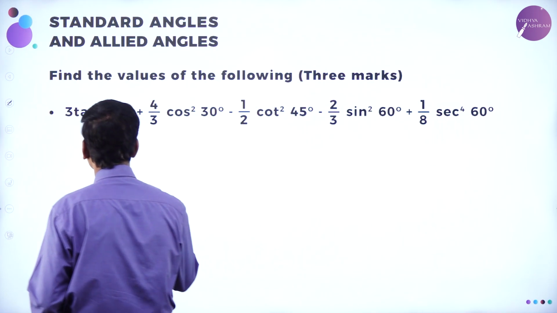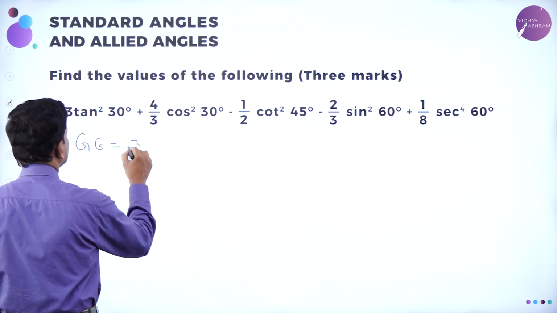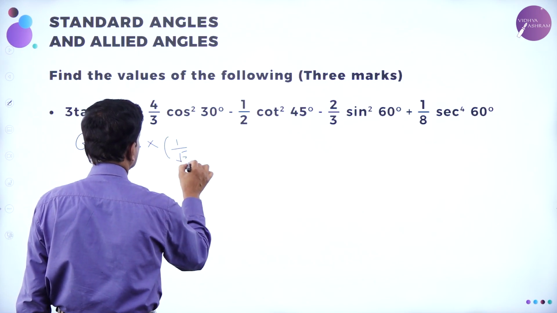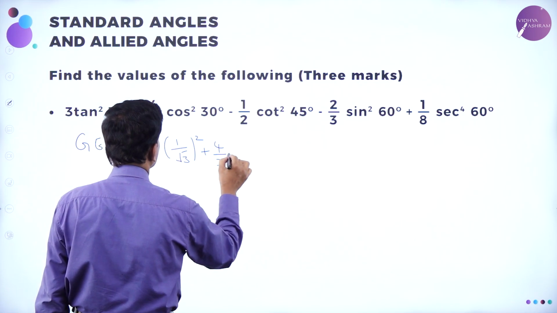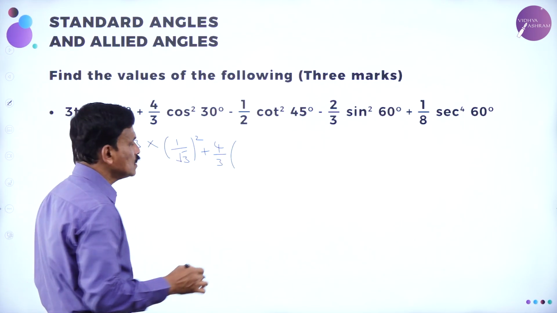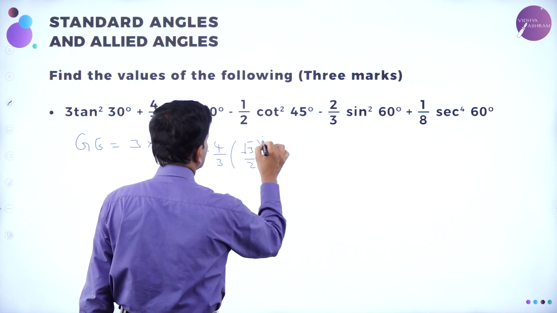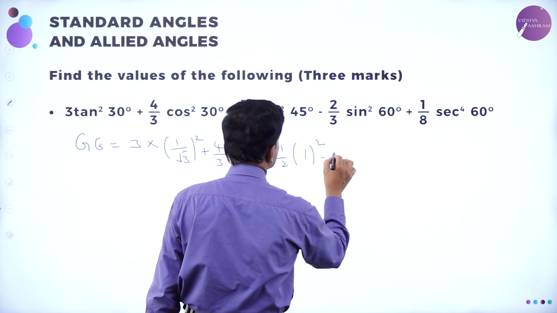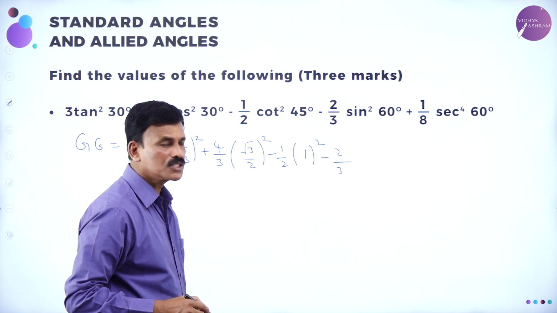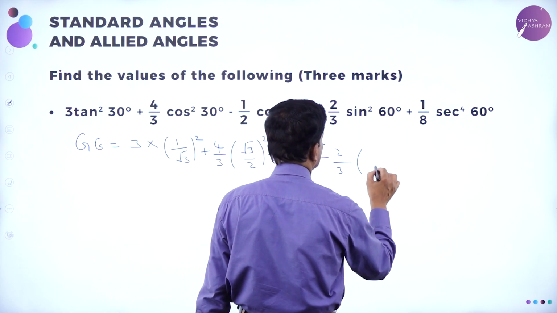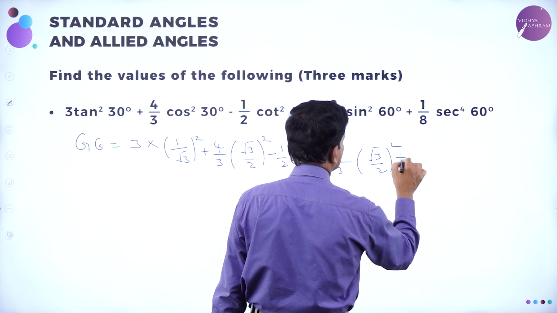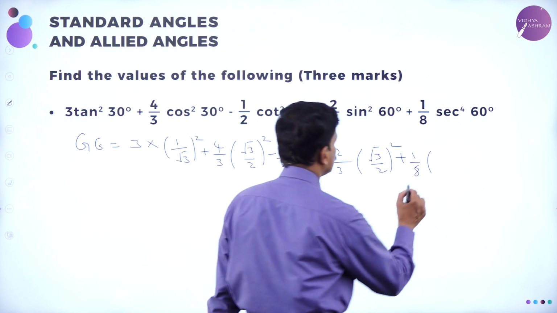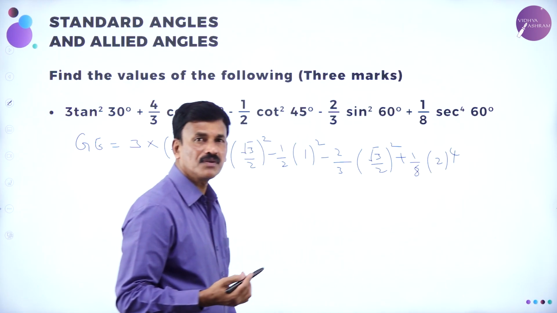Now, the given equation can be written as 3 into tan 30. Tan 30 is nothing but 1 by root 3 whole square, plus 4 by 3 into cos 30. So, cos 30 is equal to root 3 by 2 whole square, minus half into cot 45. Cot 45 is equal to 1 square. Cot 45 is 1, cot square is 1 square, minus 2 by 3 into sin 60. Sin 60 is root 3 by 2 whole square, plus 1 over 8 into secant 60. Secant 60 is nothing but 2, 2 to the power of 4. Now, simplify this. That's all.